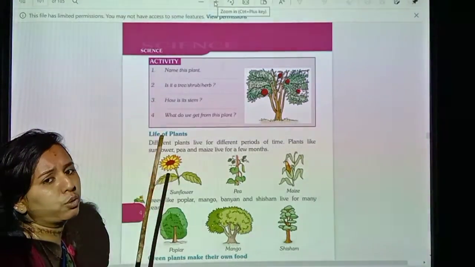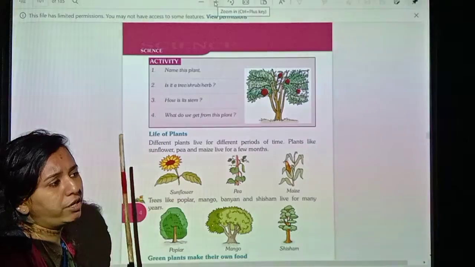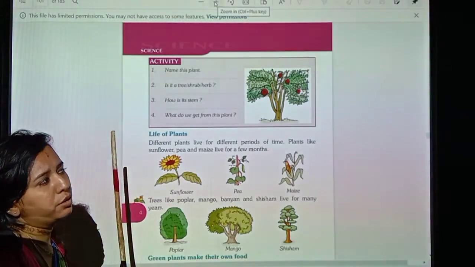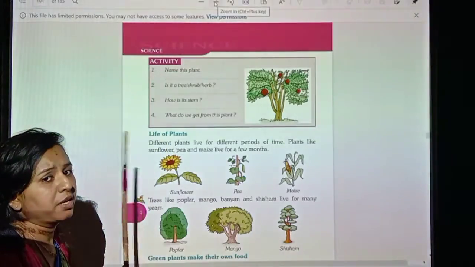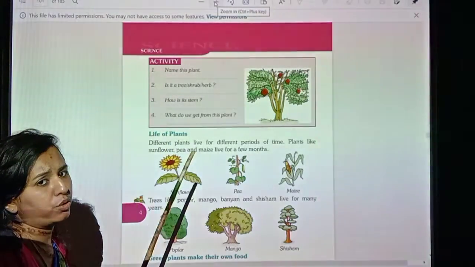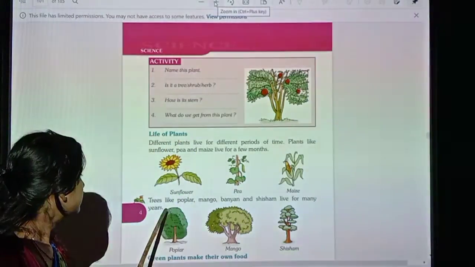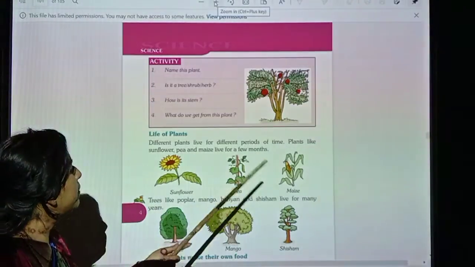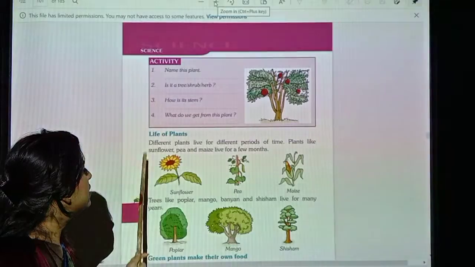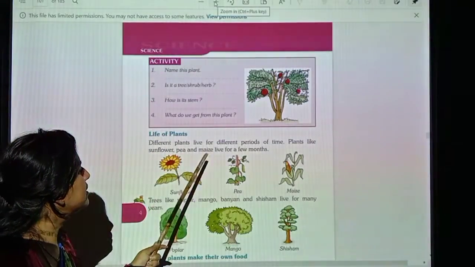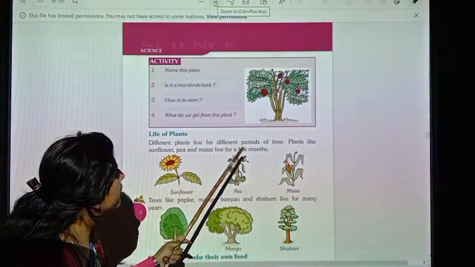Some plants will grow in the season. In winter you will get grapes and watermelon. In the summer season, mango and some other fruits. These are our different plants, which live for different periods of time. Plants like sunflower, peas and maize live for a few months.